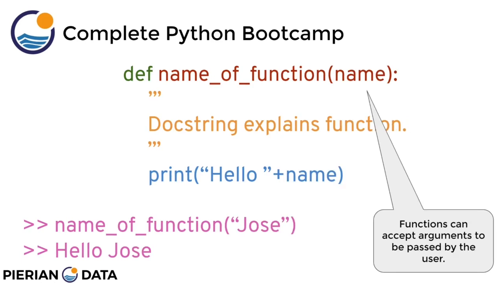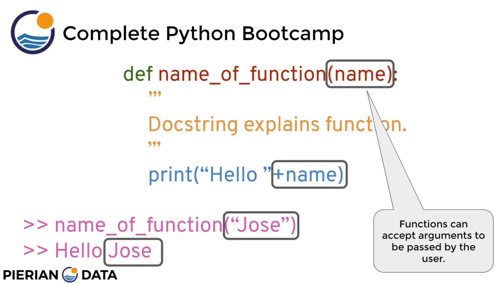Now functions can begin to get more complex, such as actually accepting a parameter or argument, such as name here. So name is just essentially a made-up variable that I decided to use. You can call it whatever you want here, but we'll call it name. And what we're going to do is use this as an argument to be passed by the user. So notice what happens here.